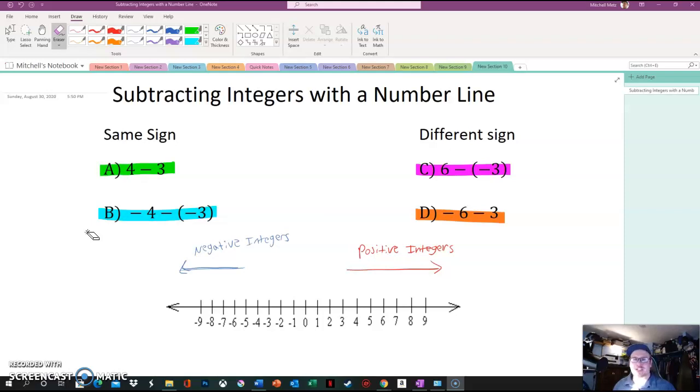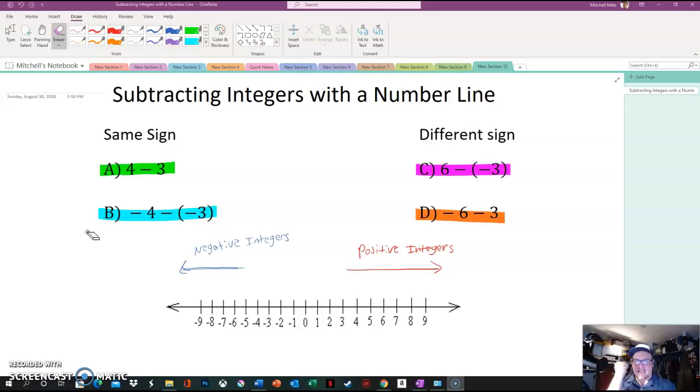In this tutorial I'm going to show you how to subtract integers using a number line. It's another way we can think about subtracting integers, just another visual way to represent it. You may see some similarities and differences with adding integers. It's going to be color coded in this tutorial: green will represent this problem, blue this one, pink this one, and then orange for this one. So let's just talk about a number line.